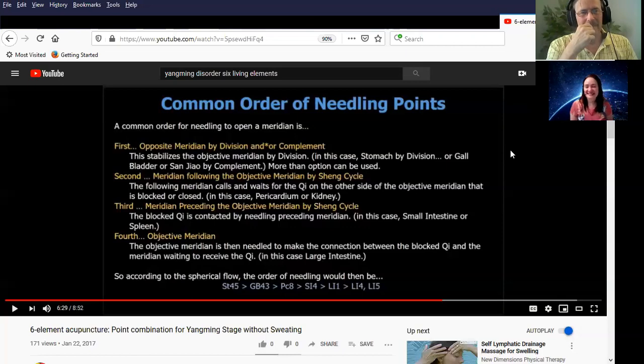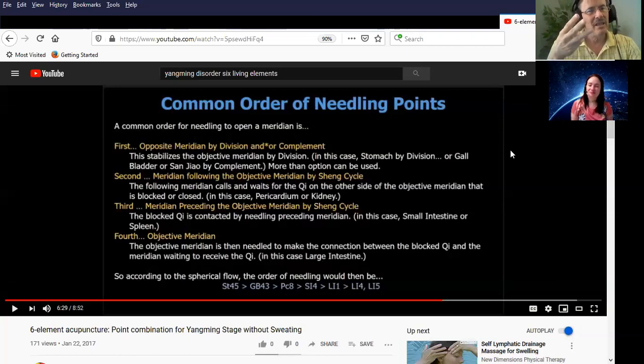Okay, I see. Like, let's say the stomach is blocked. All we have to do is turn it around and say, okay, the stomach is blocked. We want to release the stomach. Well, what are the complements of the stomach? Okay, that will be sanjiao, gallbladder, large intestine. Pick one or two of those, whatever you think is appropriate.